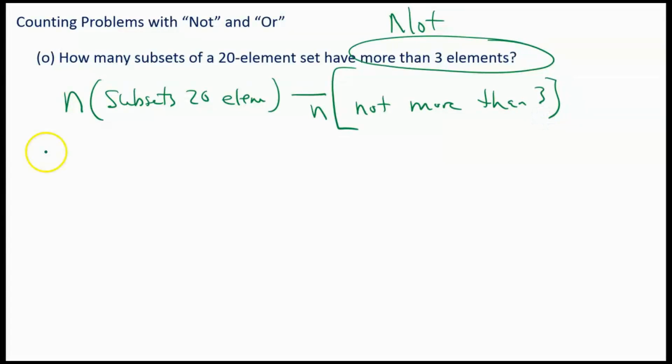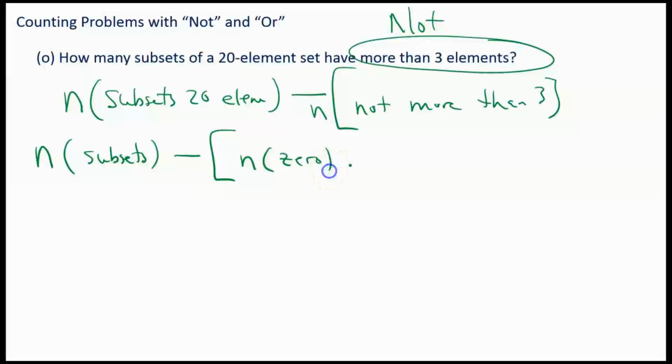Another way to write that, again, is the number of subsets here, minus, here's where the brackets is where I need that. Not more than 3 means the number of 0 plus the number of 1 element plus the number of 2 elements, right? plus the number of 3 elements.